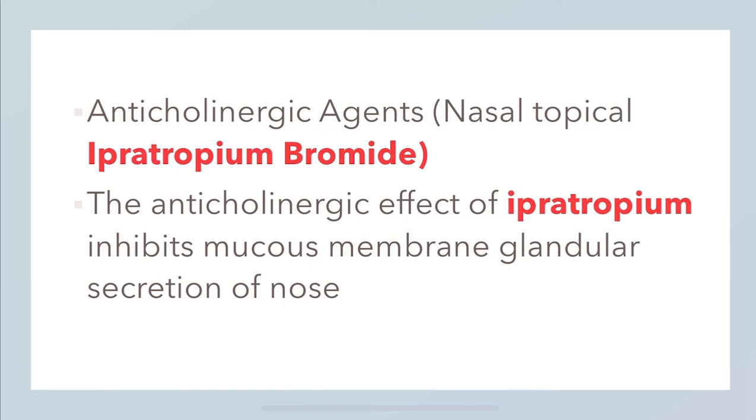Anticholinergic agents, the nasal topical ipratropium bromide. The anticholinergic effect of the ipratropium will inhibit the mucous membrane glandular secretions of the nose. So what does this ipratropium do? Ipratropium will inhibit the mucous membrane glandular secretion of the nose.